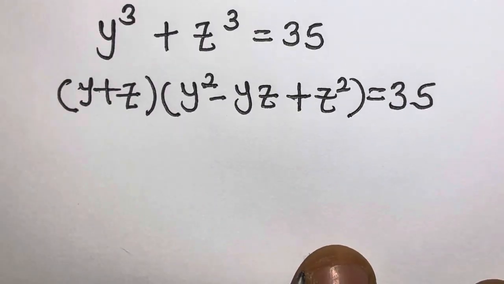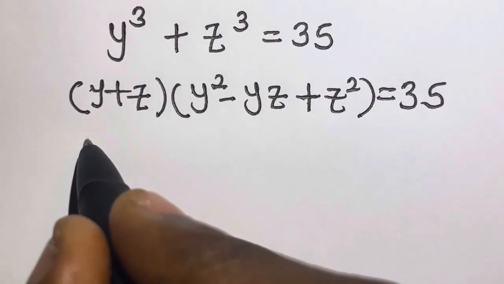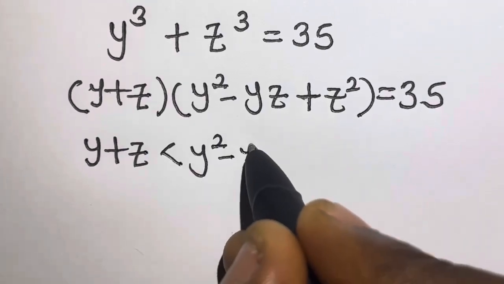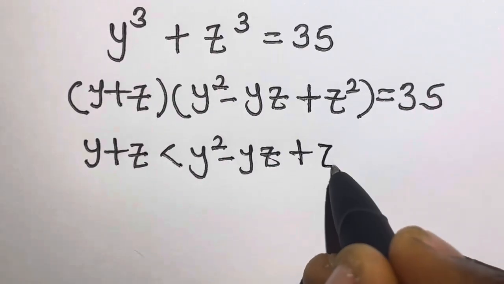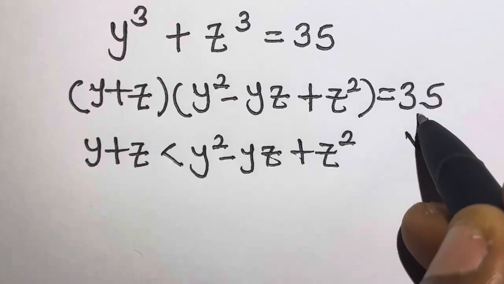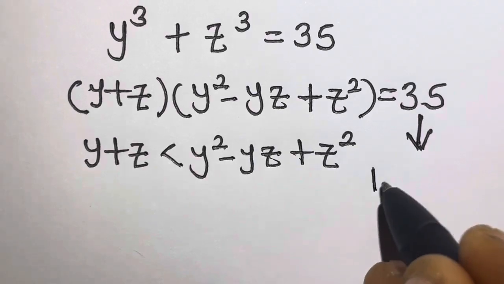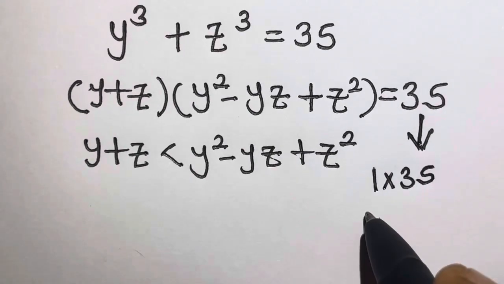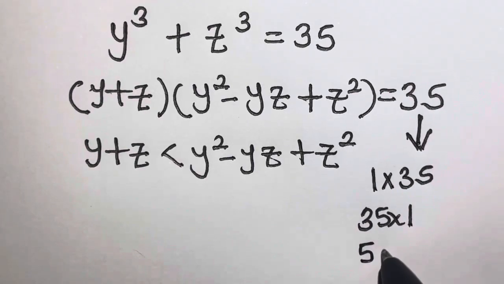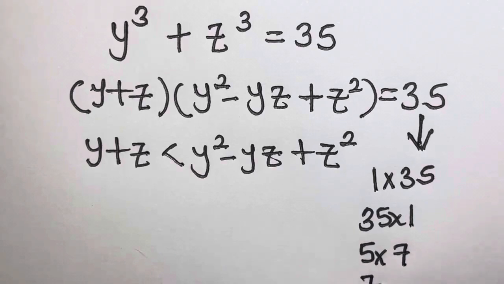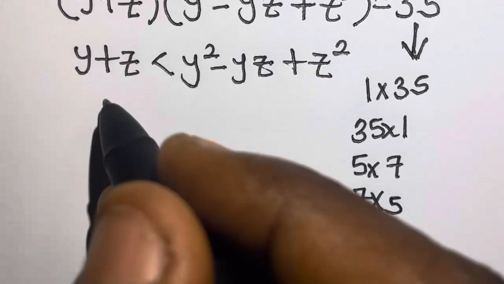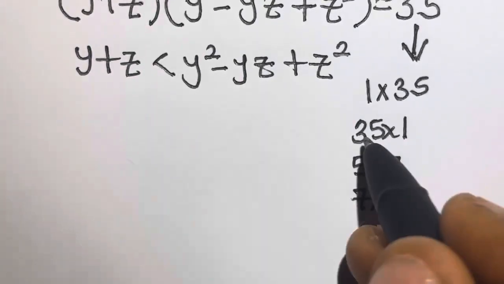Right? And here you have to note something. Note that we have y plus z less than y square minus yz plus z square. And look at this. We are going to have factors of 35. So we have 1 times 35, and 35 times 1, and also 5 times 7, and lastly 7 times 5. So now we have to go through all of these to find our x.